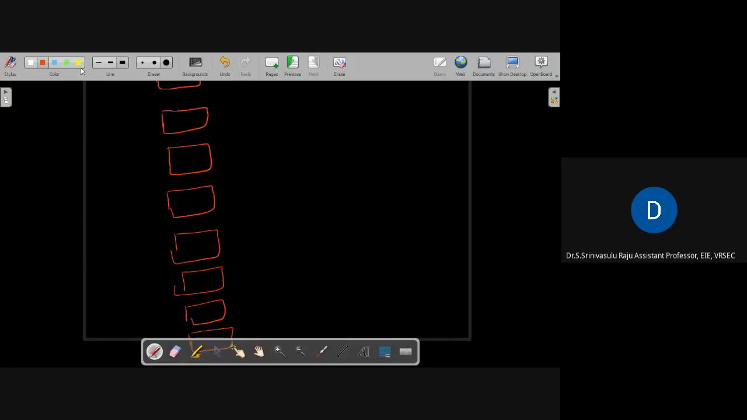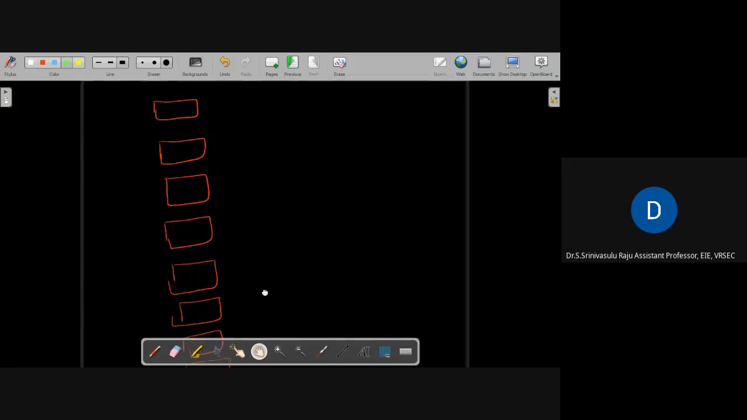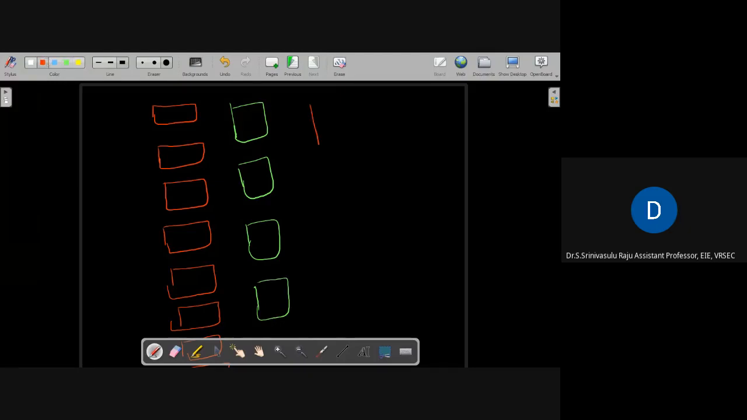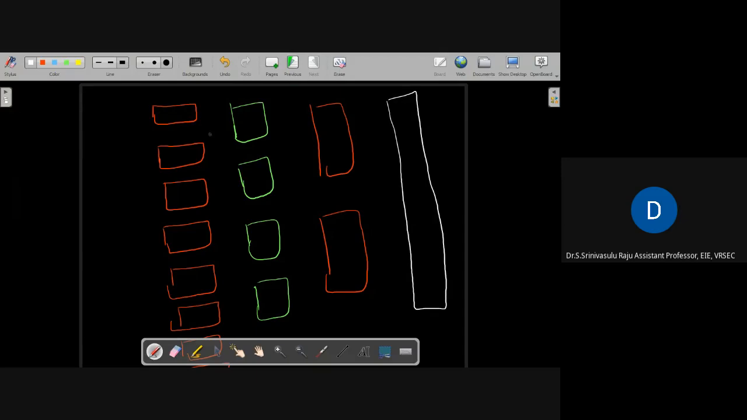Again we'll have 4 blocks. 4 blocks: 1, 2, 3, 4. Again we have 2 8-point blocks. 2 8-point blocks. And finally we have 1 16-point block. Okay?